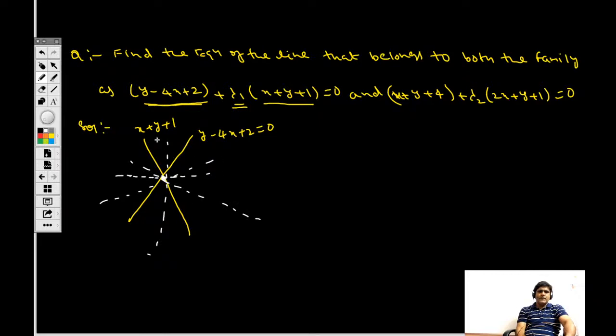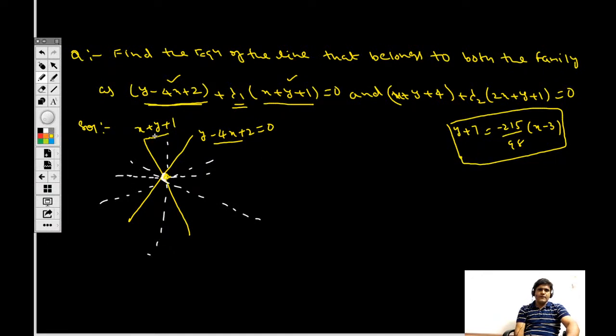So in this family, the point of concurrency is what? It is the point of intersection of this line and this line. You find the point of concurrence, that is the point of intersection of these two lines. Then you come to the next family.